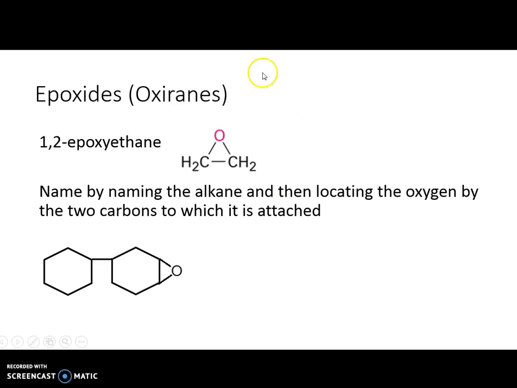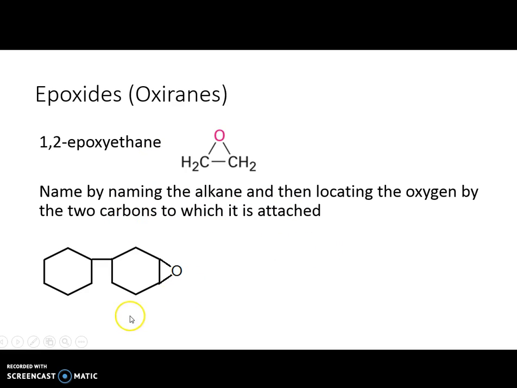The epoxides are named by naming the alkane underneath and then numbering where the oxygen is attached and using the term epoxy. If you look at this basic structure, underneath is ethane, and the oxygen is attached to the 1 and 2 carbons, so we call it 1,2-epoxyethane. This is the simplest nomenclature. There are other ways to name it, but this is the one I expect you to know for the exam.